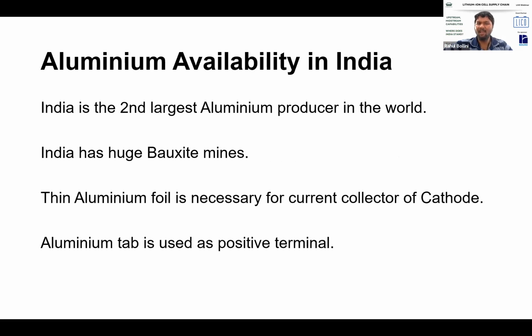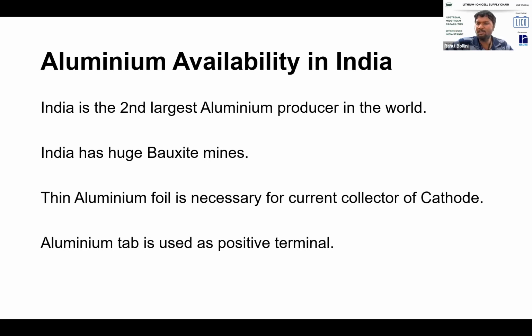Aluminum, we are the second largest aluminum producer. We have huge bauxite mines, again Odisha and the other places. And the thin aluminum foil is necessary. Generally 10 to 16 microns is the range which people are looking at. I was talking to one Kolkata based company. They were telling they imported some machines where they can achieve close to 5 microns. So I'm seeing good enthusiasm in the industry and people are looking at it.